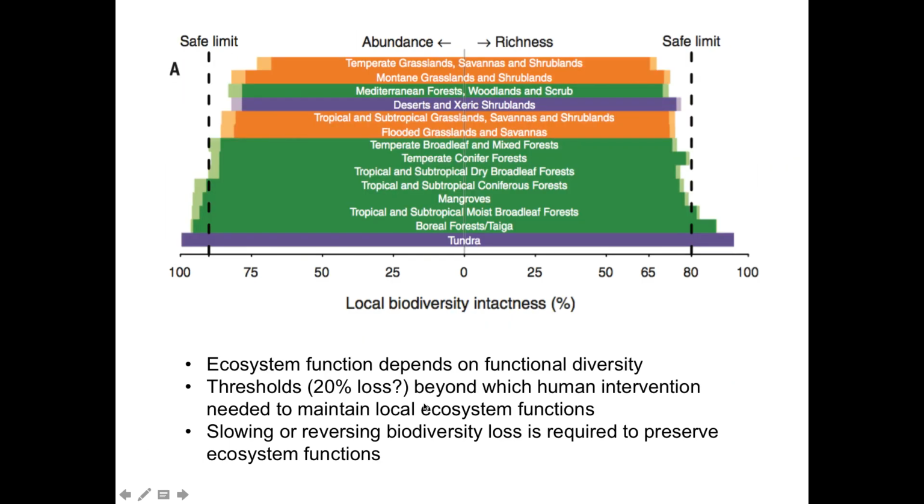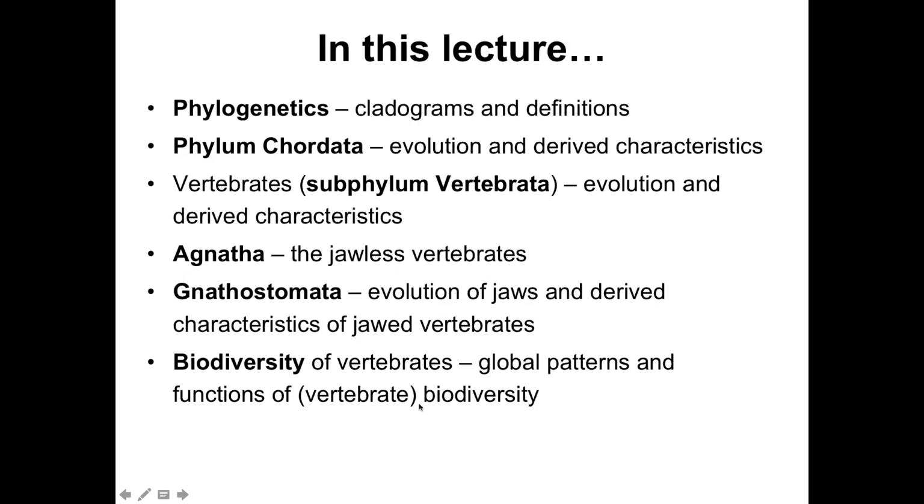And that's where I want to end it at the moment. So in this lecture we covered the following topics: phylogenetics. We looked at cladograms, how they're made based on derived characters, and we looked at some definitions. Then we looked at the defining characteristics of phylum Chordata. We looked at the subphylum Vertebrata, its evolution and the derived characteristics of vertebrates.